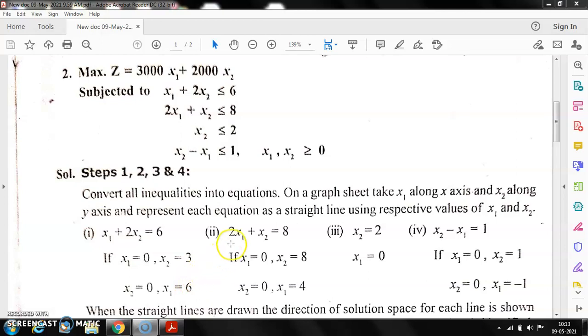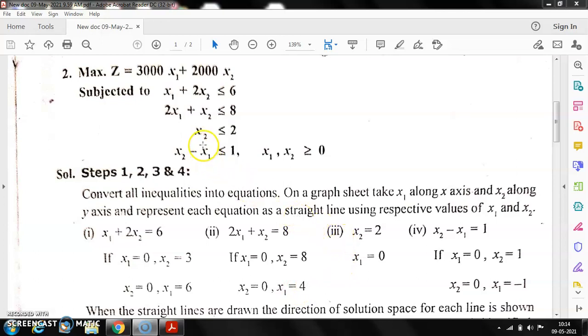Correct? Next, 2x1 plus x2 is equal to 8, the second equation we have taken. Now put x1 as 0, x2 is directly 8. If you put x2 as 0, 2x1 is equal to 8, it means x1 is equal to 4.